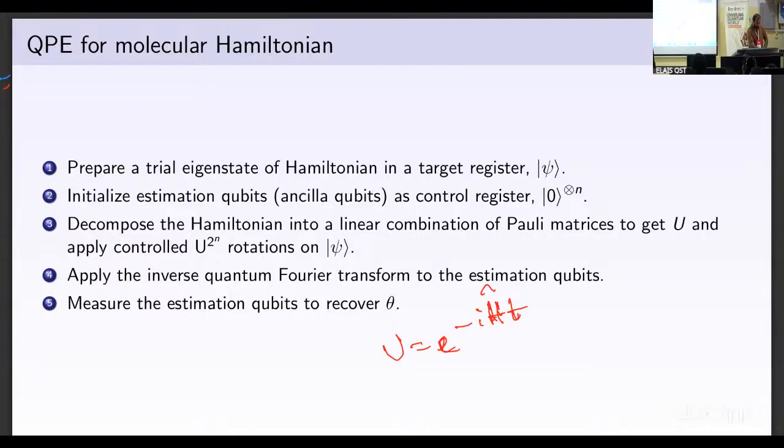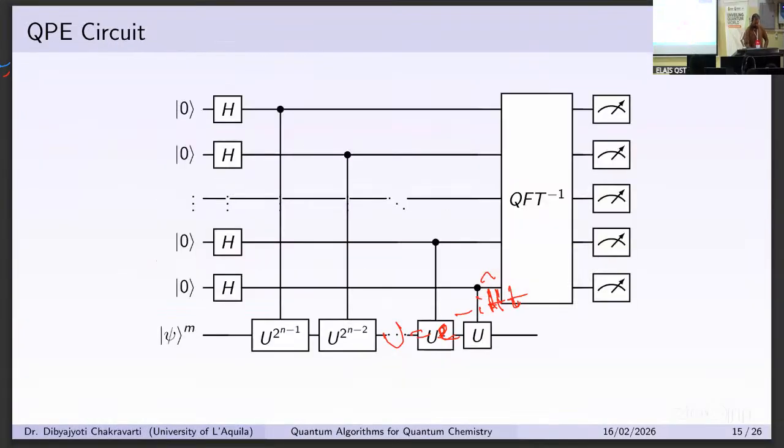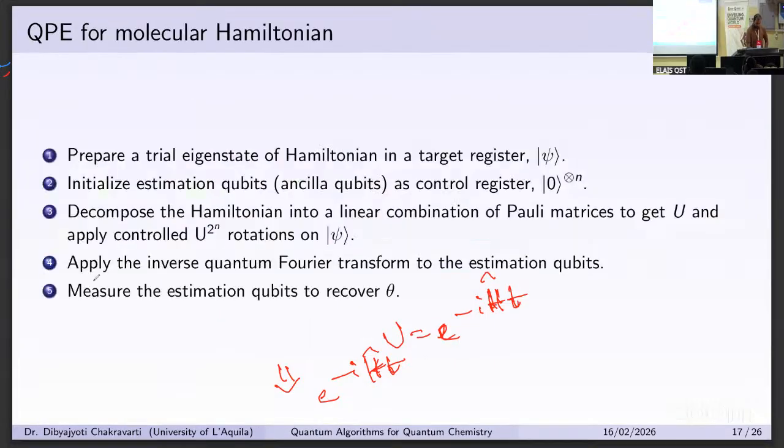We use the QPE circuit. So here the U will be exponential of minus iHt. We find the eigenphase in the Hadamard basis. We transform it back to the computational basis, we read it out, and we get our desired eigenvalue.